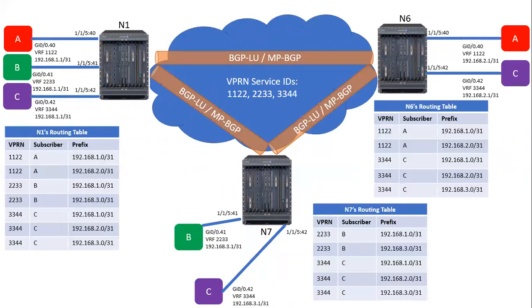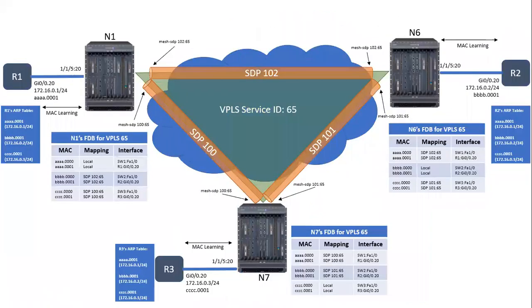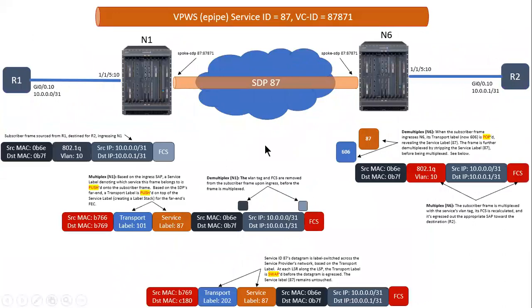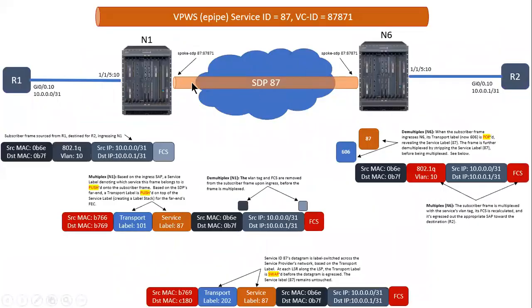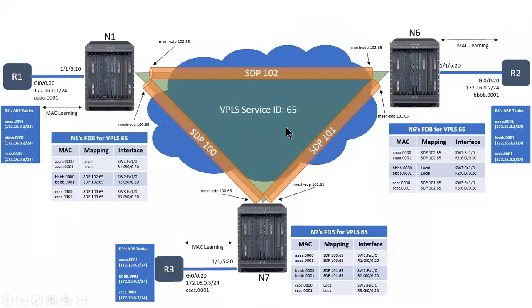one thing I want to also say is that in the case of our Layer 2 VPNs, our Virtual Private Wire Service, and our Virtual Private LAN service, our service distribution points, in the case of our ePipe SDP 87, in the case of our VPLS, SDPs 100, 101, and 102, these are all targeted LDP sessions. So those labels are being signaled via targeted LDP sessions.